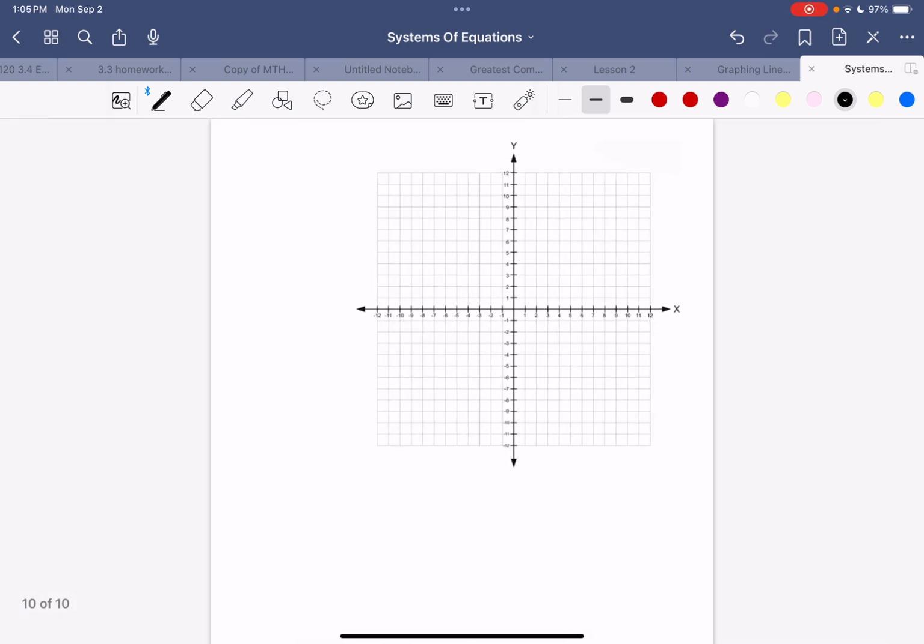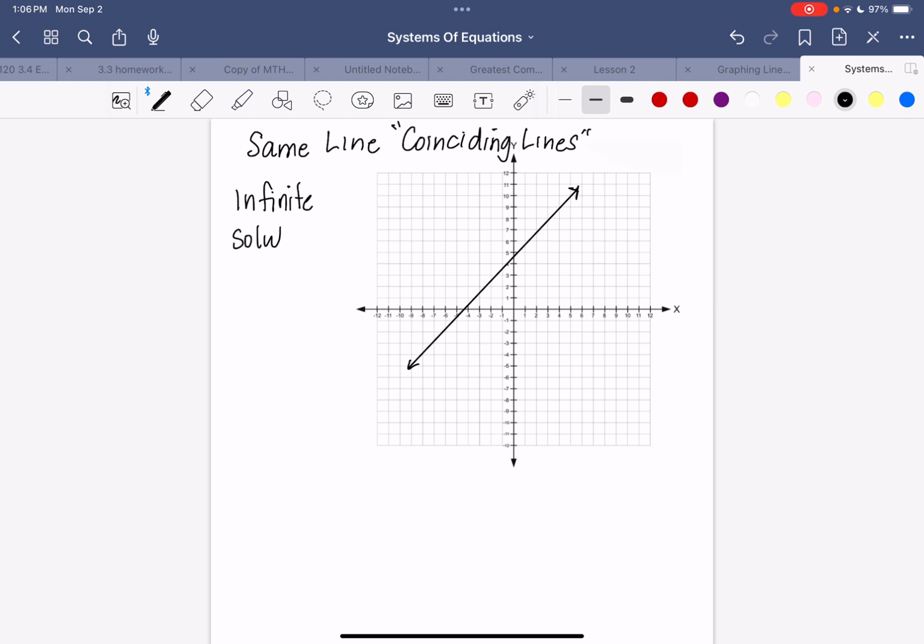The third choice is the same line. And some books will call this coinciding lines. And these are coinciding because they dwell or coincide in the same place. And it looks like a single line. And a single line has a lot of solutions. It has an infinite set of solutions, but only a specific set of points.